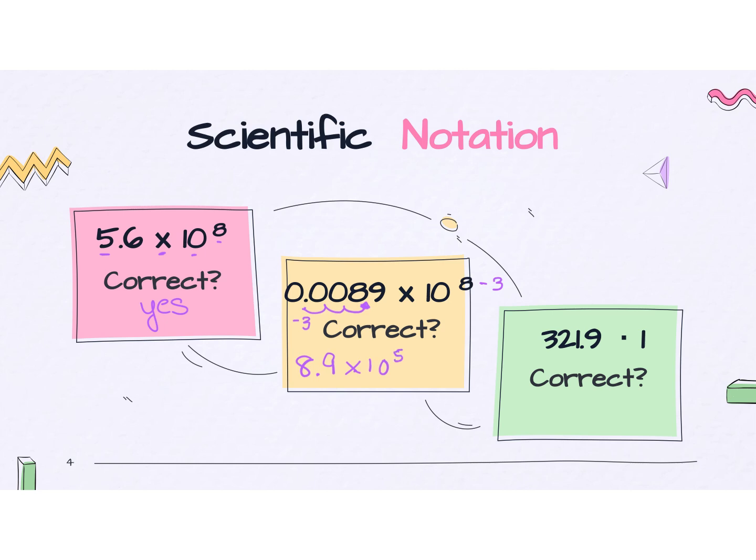And our last one, again, you can see our decimal is here, which is not after the first non-zero number. So we are going to move it 1, 2 times, and this is a plus 2 because we're moving it to the left. We do not have a multiplication symbol, and instead of the 1, we want a 10. So we'll have plus 2. So we'll rewrite this whole thing so it's correct: 3.219 times 10 to the power of 2. Hopefully you did okay on that.